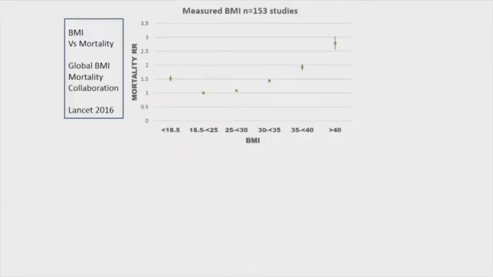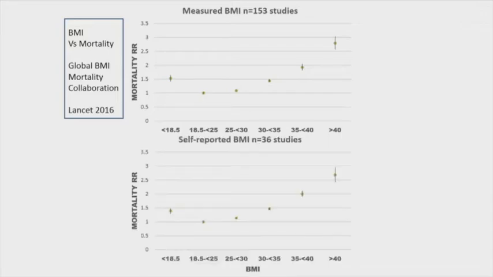People lie about their weight. So here are data from the big collaboration that John, Dinesh, Walt, Richard and others put together on BMI and mortality, the sort of J-shaped curve. And this is for all of the studies that had actually been able to measure weight and height at baseline, clinic visit, visit in person, or whatever. And so J-shaped relationship. Now let's see what happens when we ask people about their weight and height. Essentially exactly the same relation.